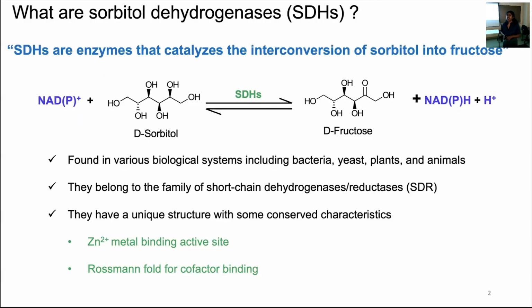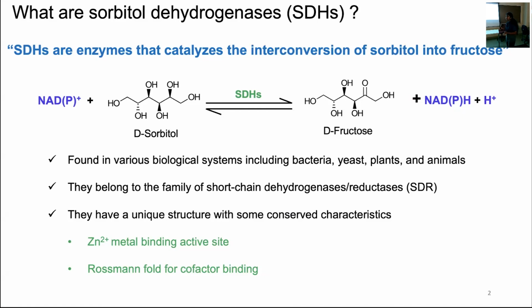First of all, I will give an overview of sorbitol dehydrogenases. These are enzymes that catalyze the interconversion of sorbitol into fructose. The catalytic activity of SDHs needs the presence of certain cofactors, such as NAD+ and NADP+. These enzymes are found in most biological systems, including bacteria, yeast, plants, animals, as well as in humans. They are categorized into a special group of enzymes called short-chain dehydrogenases or reductases.